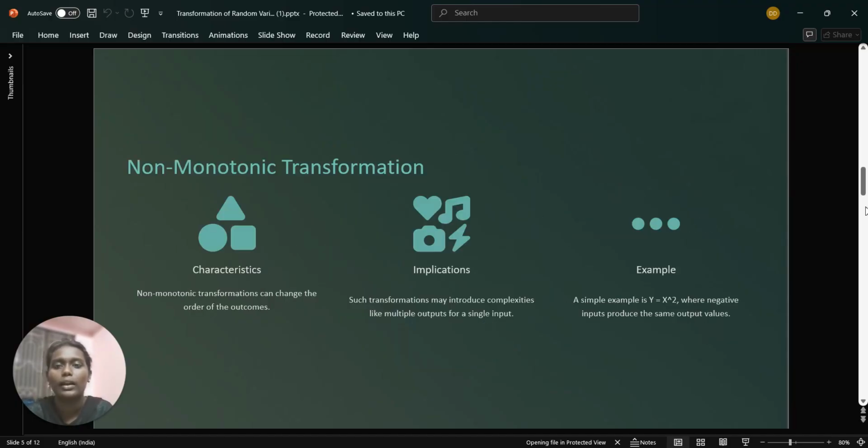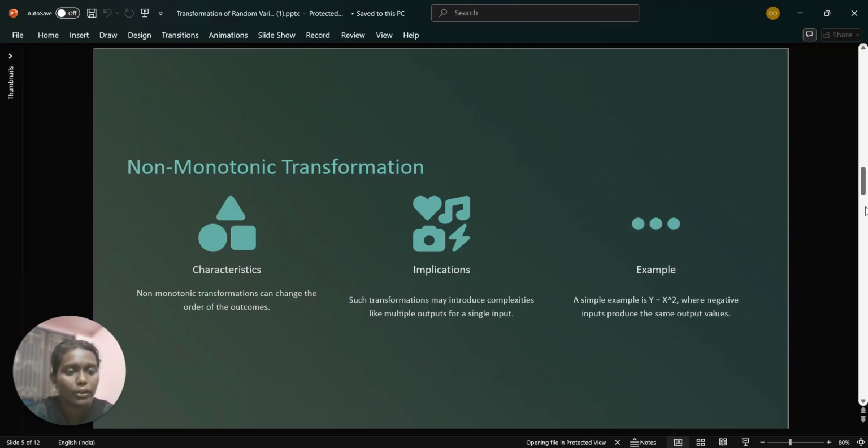For non-monotonic transformation, we discussed the definition in the previous slides. Here we are going to discuss characteristics, implementations, and an example. A non-monotonic transformation can change the order of the outcomes, and can be implemented by introducing complexities like multiple outputs for a single input. A simple example is y is equal to x squared, where different inputs produce the same output values.